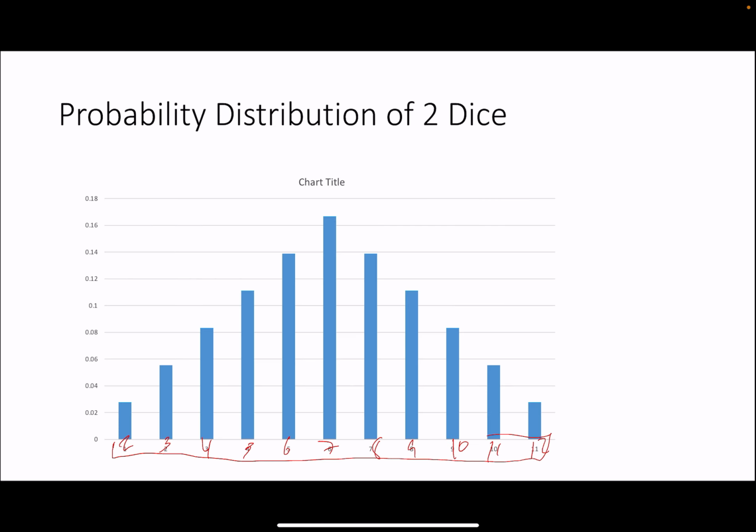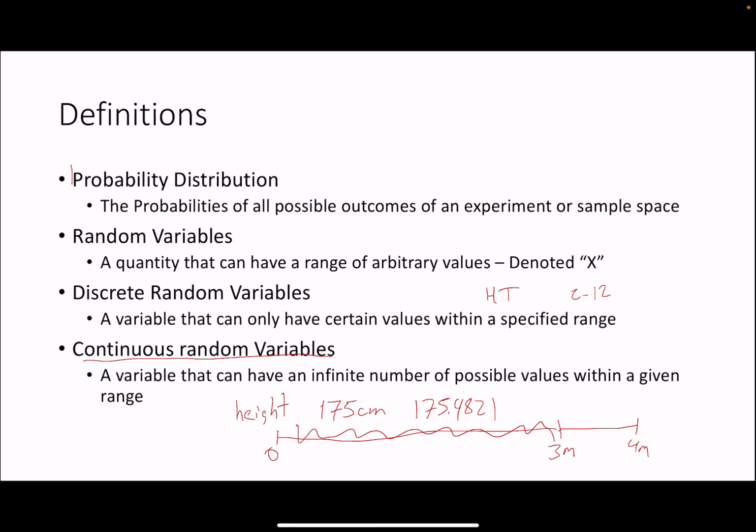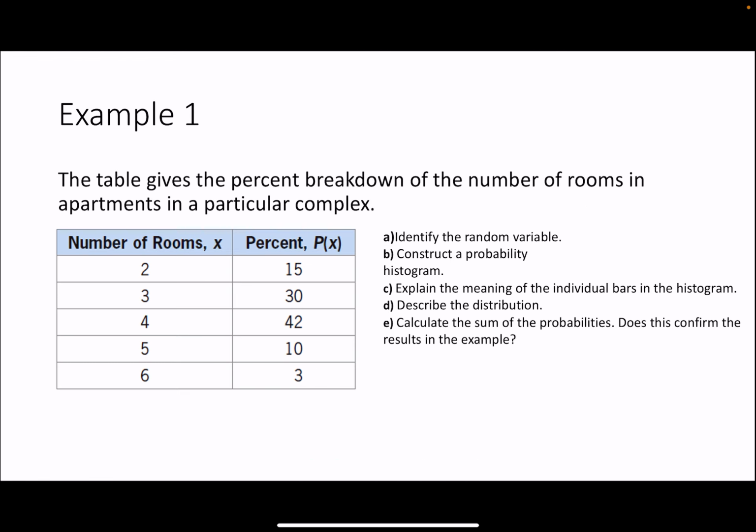All right, so that's what a probability distribution is: all possible outcomes, random variables, all the values at the bottom. What could my values be? It's the range. And it could be discrete, which means specific values, or it could be continuous, which is a range of values. Right?